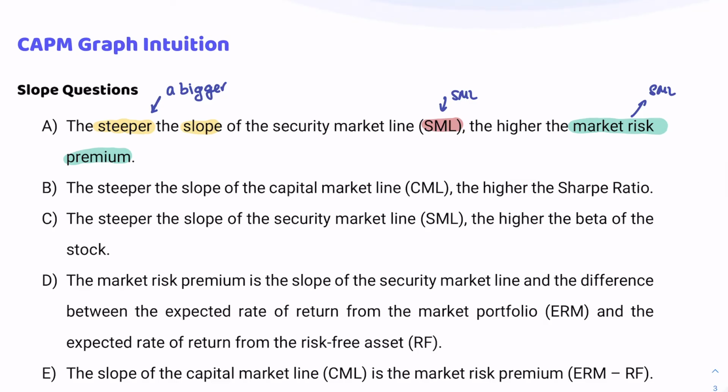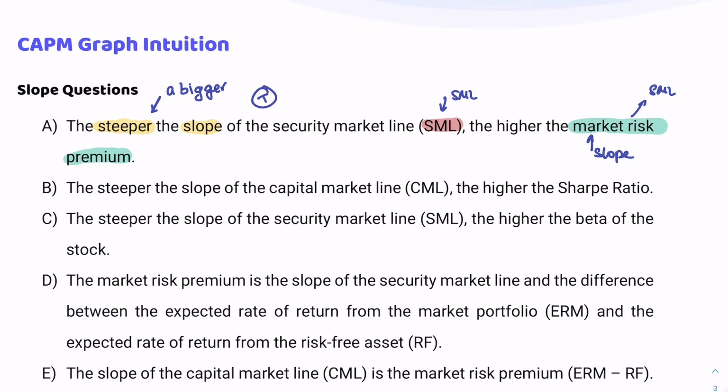The steeper the slope of the security market line, the higher the market risk premium. Well then, yeah, for sure. If our market risk premium is our slope, a steeper SML would just mean that we have a higher market risk premium. Therefore, in this case, the answer has to be true.